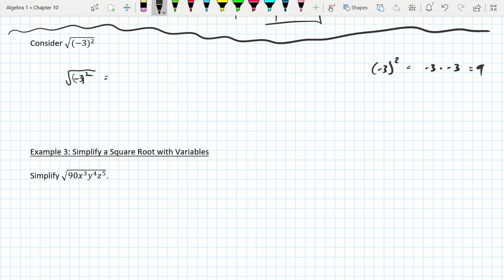Which equals 9 inside the square root. Well, we know the positive square root is 3. The positive square root of 9 is 3. But these two things should match up, and they don't.